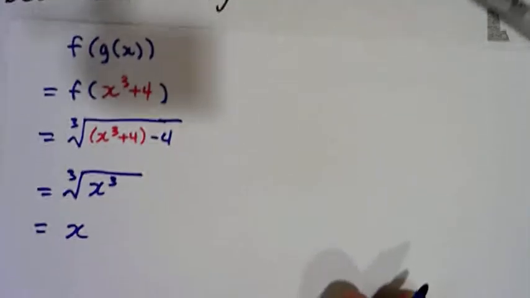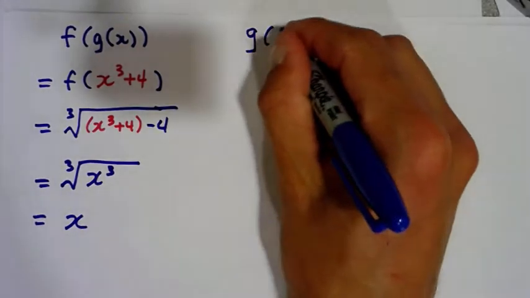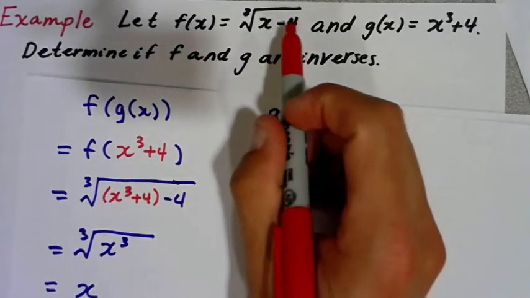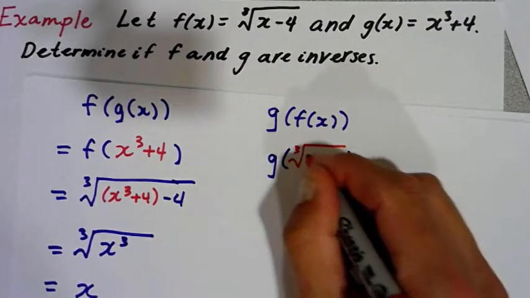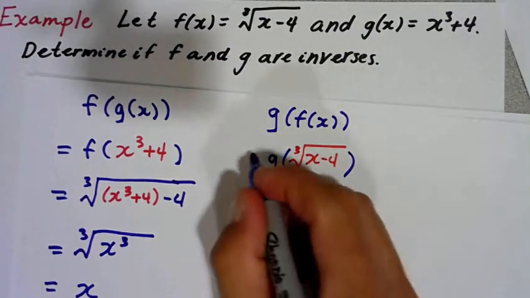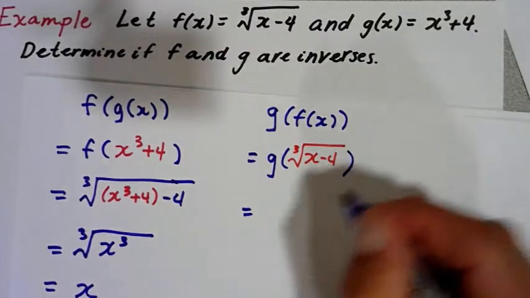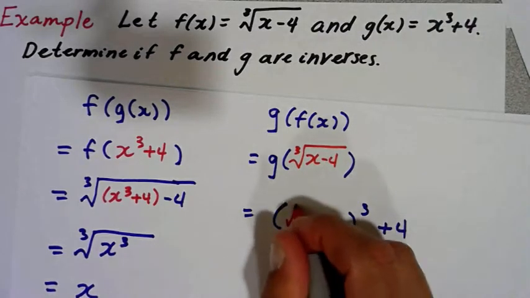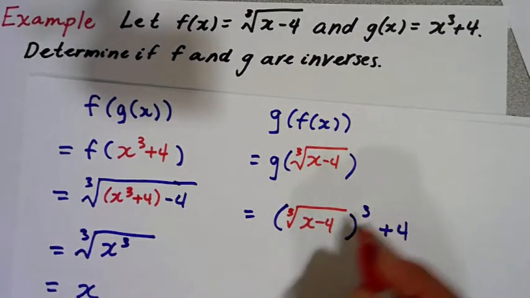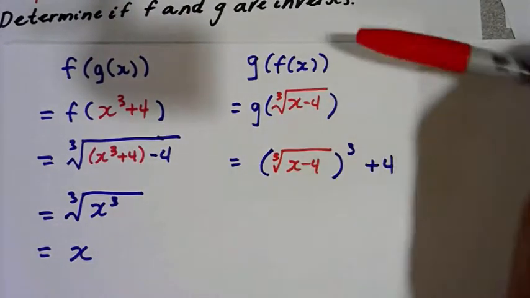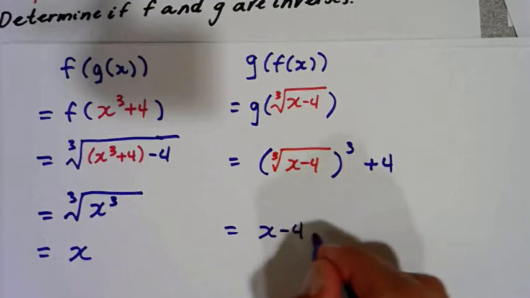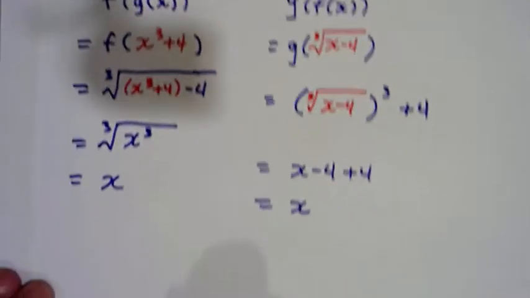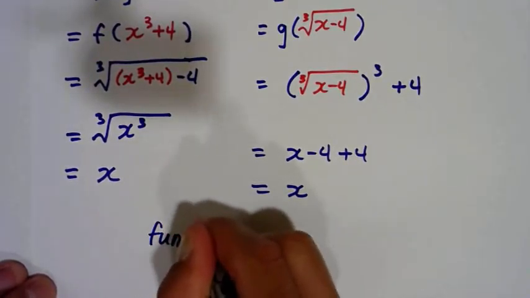Now we look at g of f of x. We have g, and we plug in f. Recall f is the cube root of x minus 4, and that goes into g. G is x cubed plus 4, so we plug in the cube root of x minus 4. If you cube a cube root, you undo that, so that just becomes x minus 4 plus 4, which is equal to x. We've shown that the two compositions are both equal to x, so the functions are inverses.